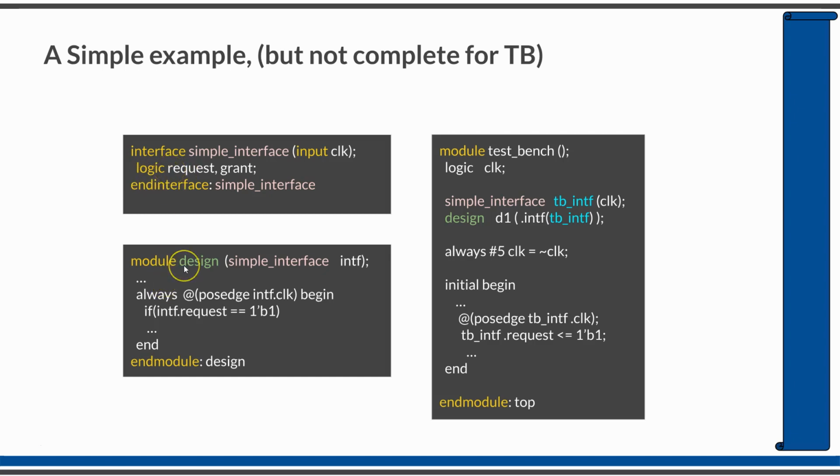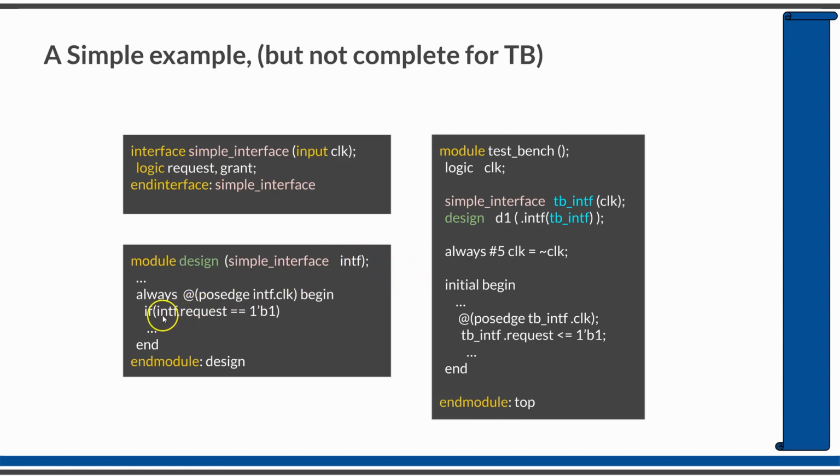And in the design module or in the RTL module, you can pass this interface as an argument. Instead of individually passing the request and grant signals, you just need to pass the interface name here and its instance here. So this INTF is of type simple interface. Once you have passed your interface as a port list into the design or into a module, you can access the individual signals of this interface with a dot operator.